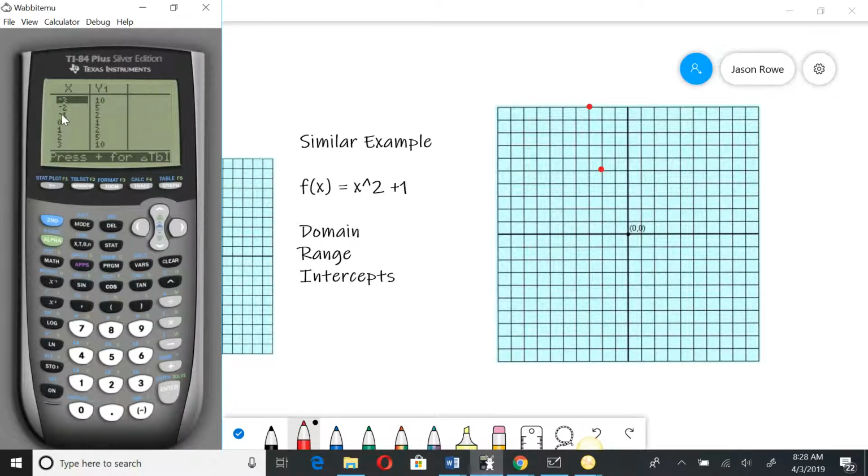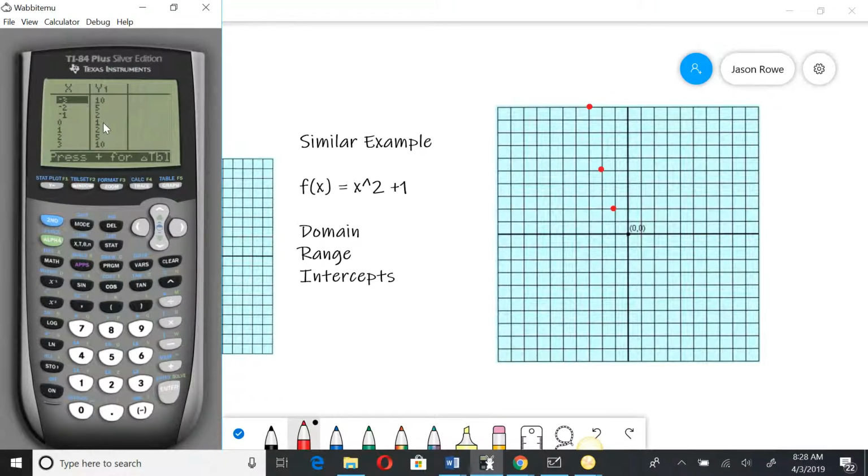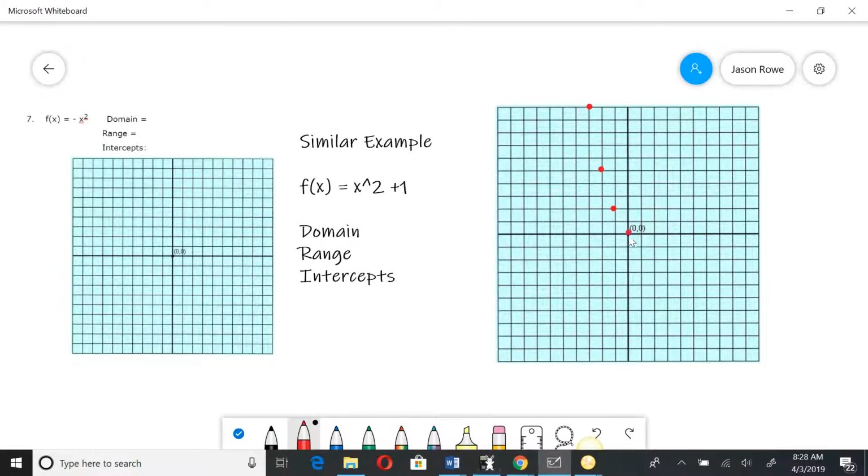I have negative 1, 2. So negative 1, 1, 2. And I have 0, 1. Not 0, 0, Mr. Rowe, not 0, 1. So 0, 1 is right there.